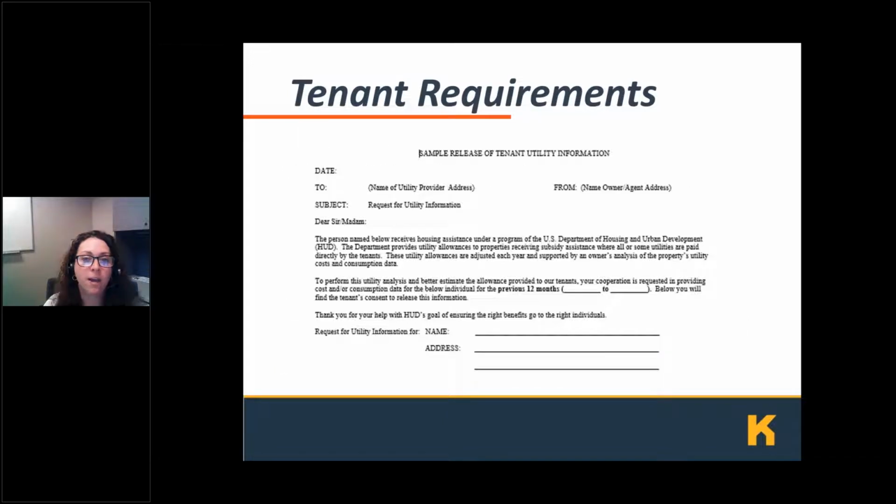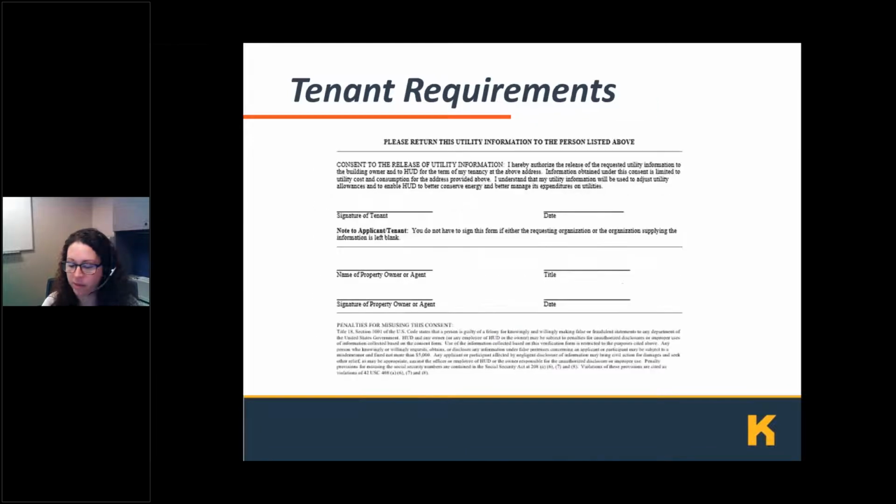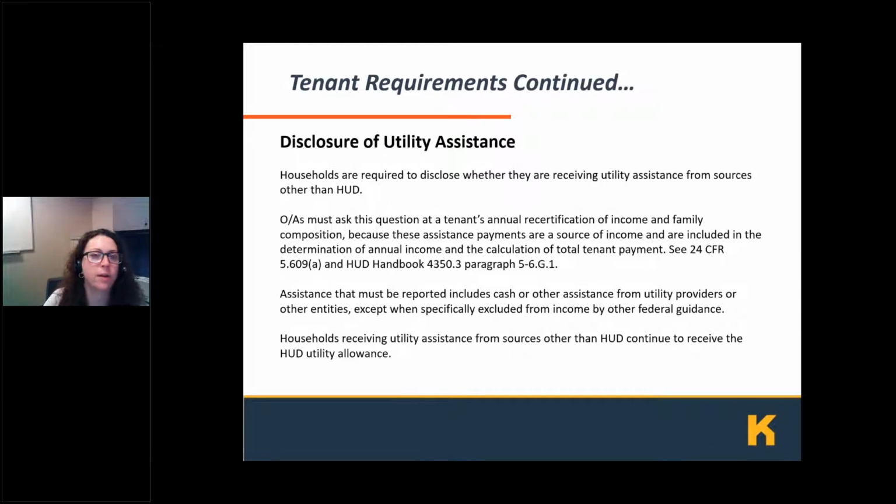I'm not going to necessarily go over this slide, but this is the top half of that tenant release form. This is included in your handouts. I just threw this in here so you all knew what that looked like. This is the top part of that form, and then the bottom. That's about all I'm going to go over with that release form, but you do have that available for you to reference.